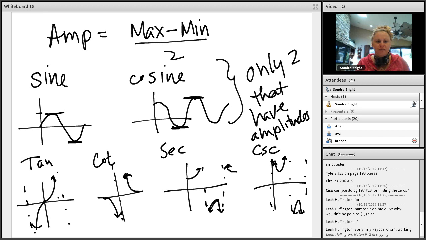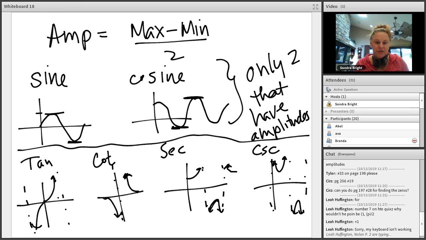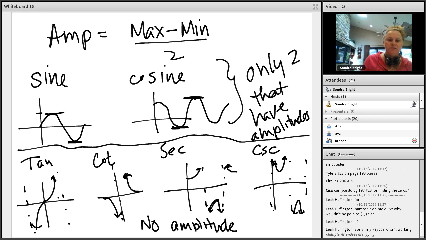And so for all 4 of the other functions, there is no amplitude because there is no max and there is no min to be able to find the amplitude. Sine and cosine are the only two trig functions that have an amplitude.